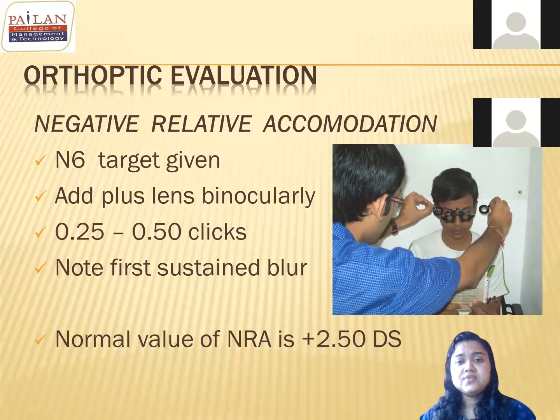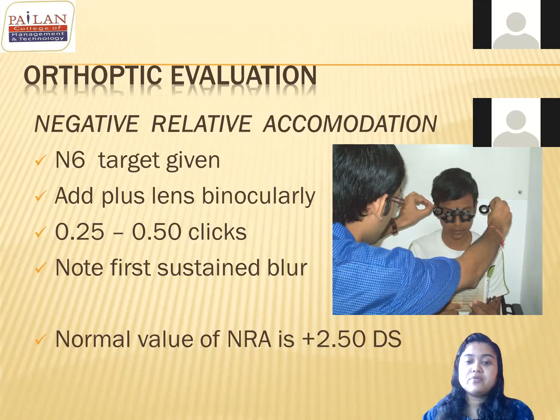Correct. Now you are adding plus lenses in plus 0.25 clicks. You can see that the examiner is adding plus 0.25 in plus 0.25 clicks, binocularly on the trial frame. And suppose the patient is holding the book at his reading distance, tell the patient to read and tell him to report when the first sustained blur is reported. Okay. So the patient is holding the book at his reading distance.